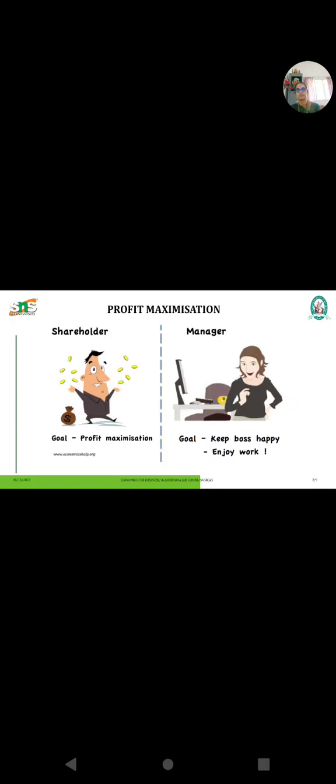Then next is, this picture shows how to maximize profit. Shareholder, the main goal of the shareholder is profit maximization, whereas in the case of manager, the main goal of manager is keeping the boss happy by enjoying the work, because we have to keep the employees more satisfied so that they can work hard and achieve maximum profits.